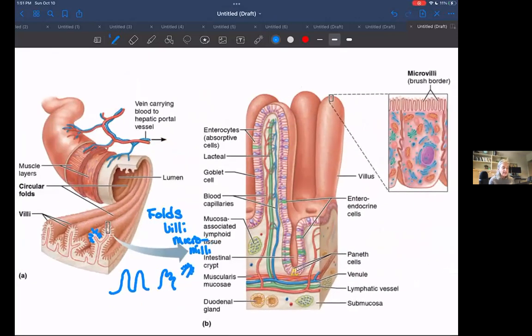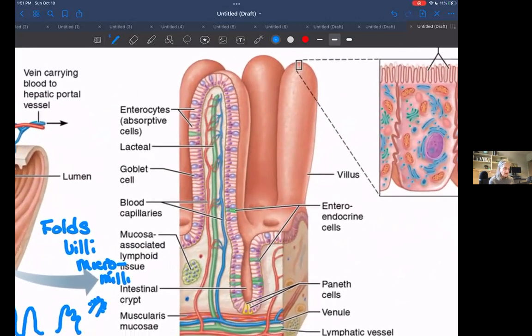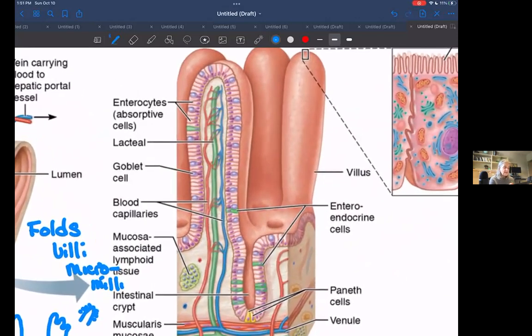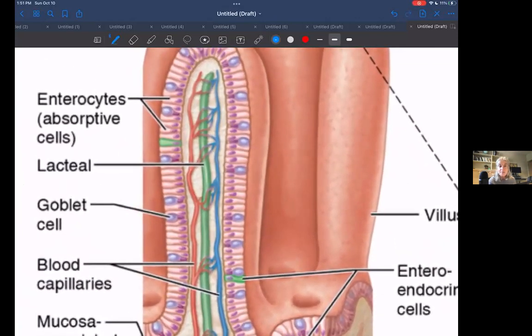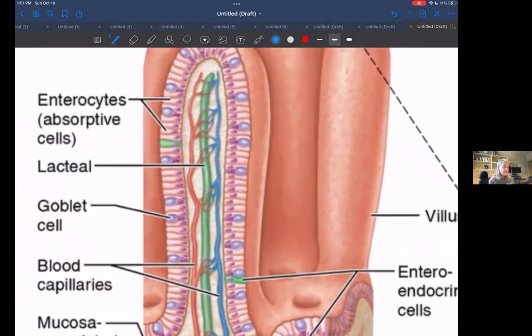And then if we look at the individual villi here, we see that it is simple columnar epithelial tissue, so layers of column-shaped cells. And we can see that there are goblet cells. Let me use my little pointer here. Goblet cells here. What do they do? They produce mucus. So again, this mucous membrane is protecting the lining of our small intestine.